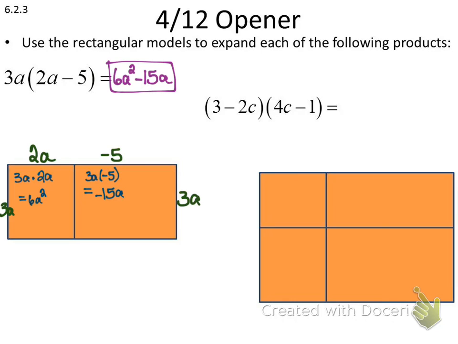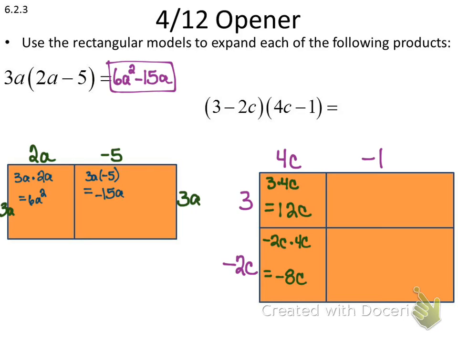All right. For now, I want you to label my rectangular model. So what's my first height? Then what? 3, negative 2C. Okay, my width. And my second width. All right. Nico, find the area of my first section, please. 3 times 4C equals 12C. Dylan, area of the second section. Negative 2C times 4C. So you're doing negative 2C times 4C, which equals? Negative 8C.